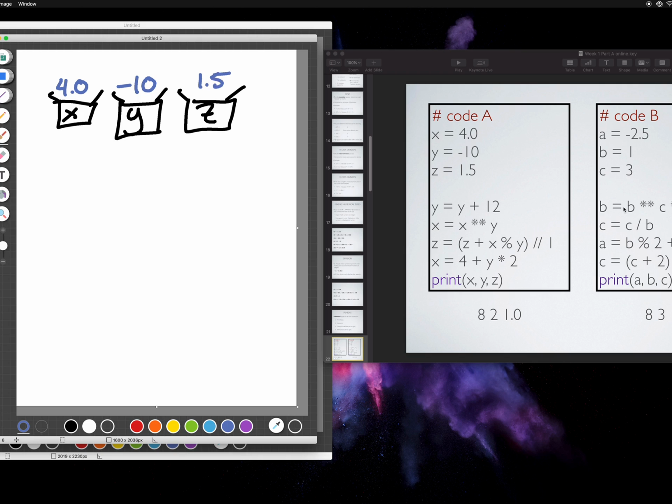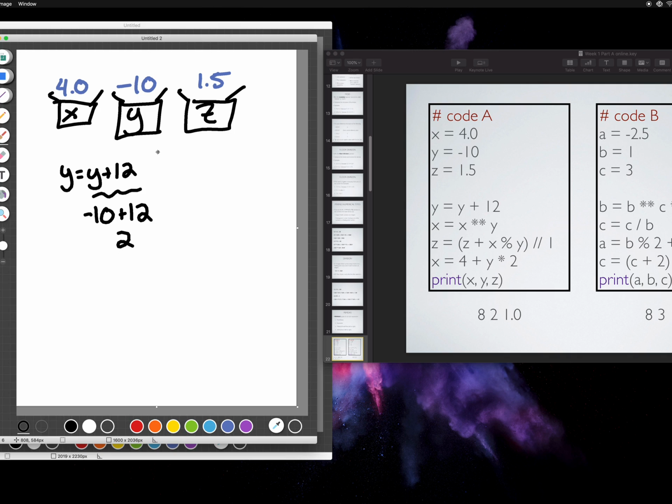Let's talk about this line right here. y equals y plus 12. Same rules as before. Do everything on the right-hand side first. At this point in time, y has -10 in it. So we do this, and then our result is 2. -10 plus 12 gives us a 2. Again, this is an integer. So pay attention to your types as you're going through this code a line at a time. So we put this 2 into this y here. So we'll go ahead and update this. y is now 2. Awesome.